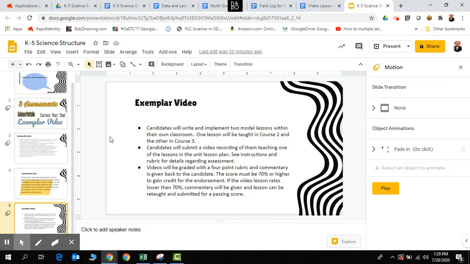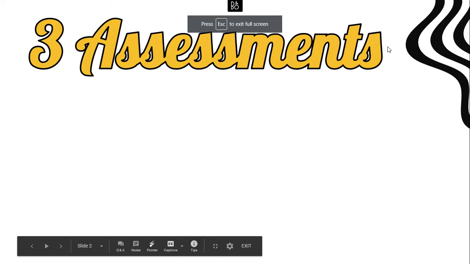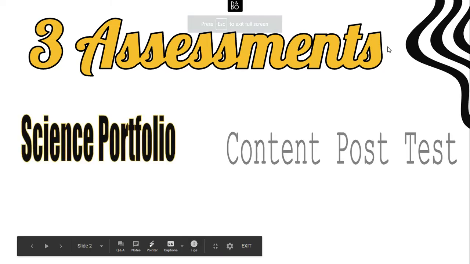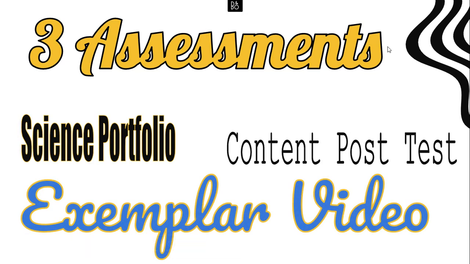So those are the 3 ways that we're assessing you. Just remember that we are looking at your science portfolio, your content post test, and then your exemplar video. And the exemplar video will be in course two and three. The science portfolio and the content post test will be done in all 3 of the courses.